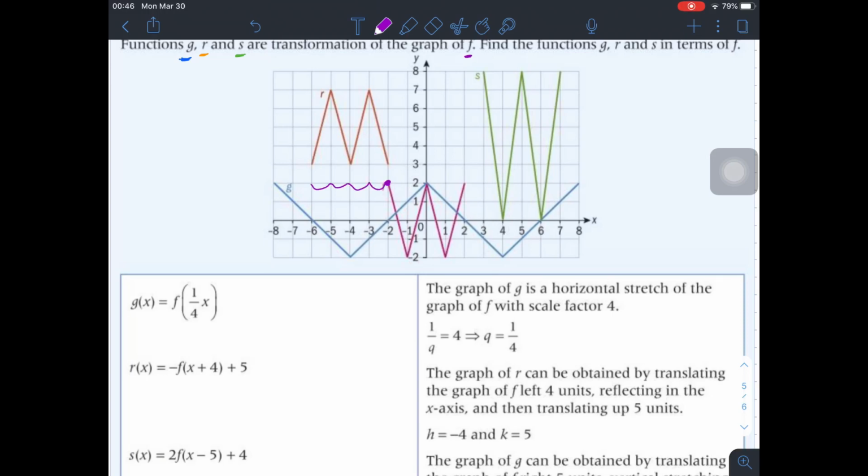So you see that all of the points, this point moves 1, 2, 3, 4. 4 units to the left, okay? This point, 1, 2, 3, 4 here, okay? So 4 units to the left, all of the points. Then reflecting in the x-axis in order to get the M, right, instead of the W. And then translating up 5 units.